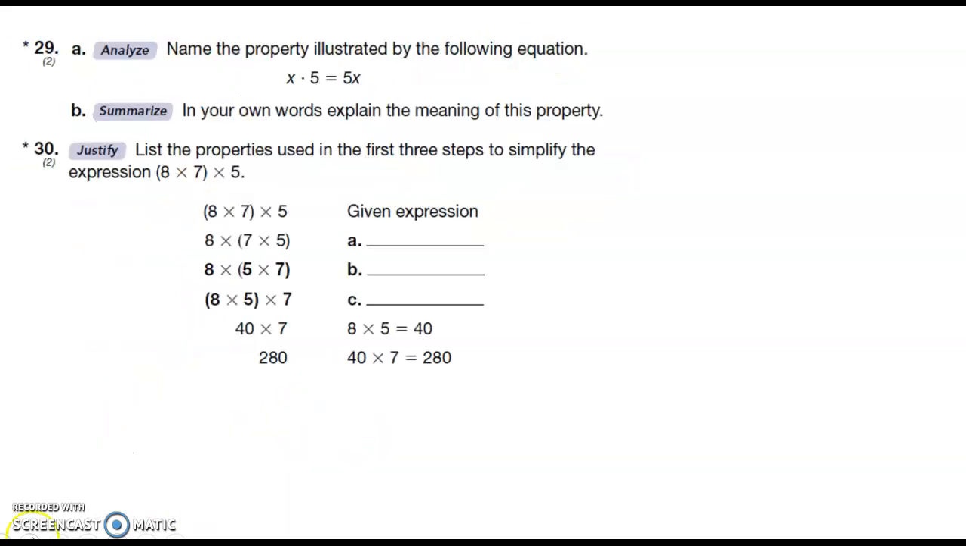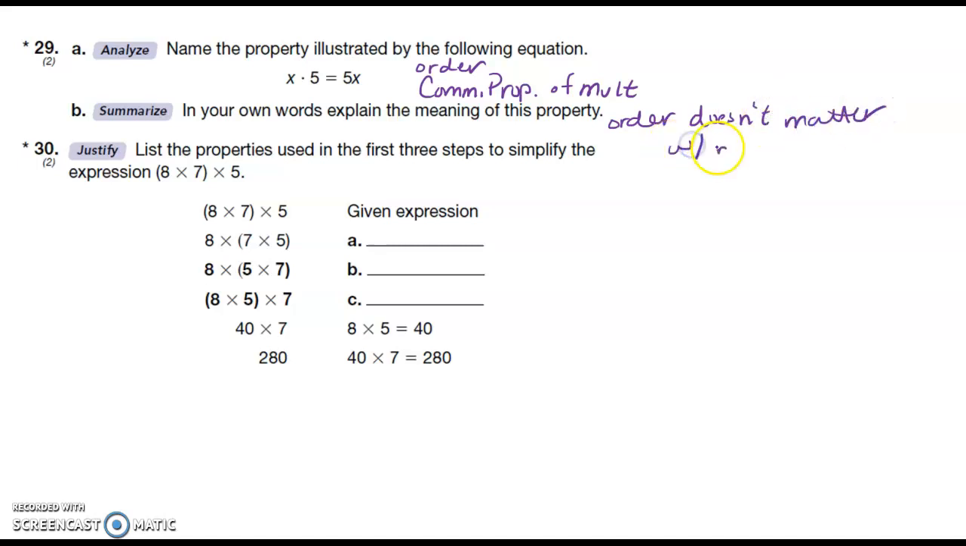All right, let's see what's next. All right, last two problems. 29a says name the property illustrated by the following equation. It says x times 5 is equal to 5 times x. So this is all about order, and that means it's the commutative property, and we're multiplying. Okay, because we changed the order. The 5 was second, and then it became first. In your own words, explain the meaning of this property. That order doesn't matter with multiplication.